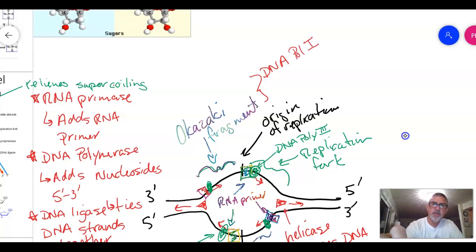DNA polymerase 1 will replace the RNA primer, and then DNA ligase.